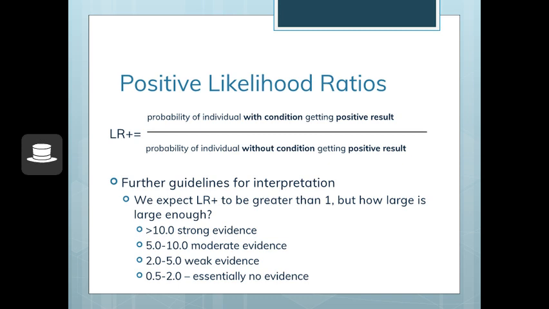If it's between 2 and 5, there's weak evidence. And then if it's between 0.5 and 2, so right around that 1 mark, essentially there's no evidence that you can use the tool to give a diagnosis or rule in a diagnosis.